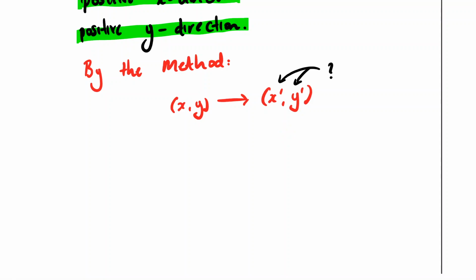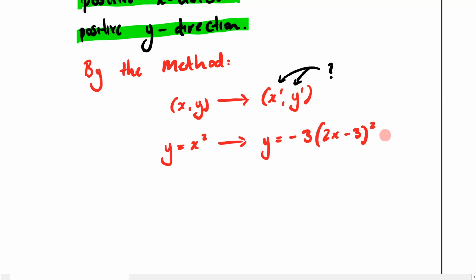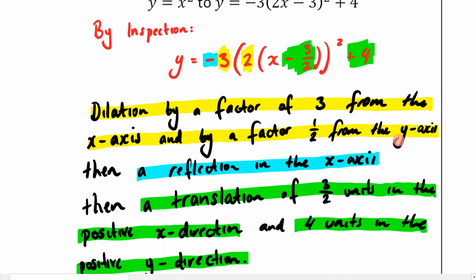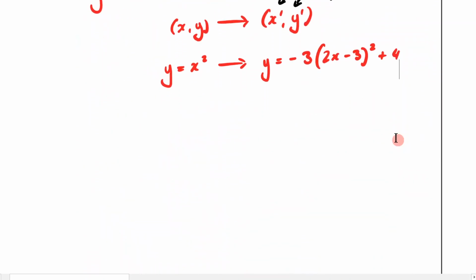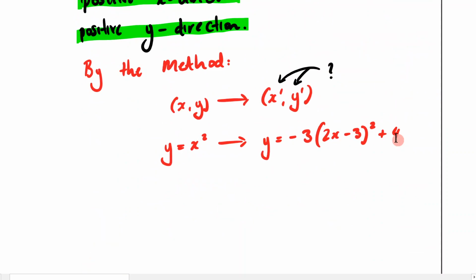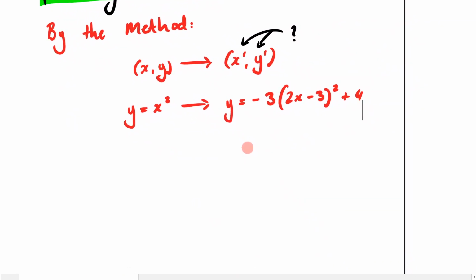The next thing I would do is say, okay, I know that my original point lies on my original graph, which is y equals x squared. And then I know that my x dash y dash point, so my new point, is going to exist on my newly transformed graph, which is y is equal to negative 3 times (2x minus 3) squared plus 4. Now make sure you've written that correctly. Good, let me just double check it there. 2x minus 3, perfect. So we've done that.